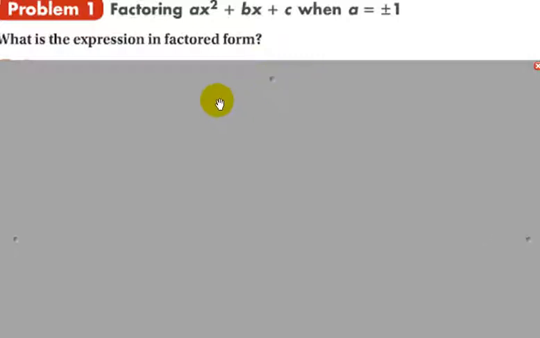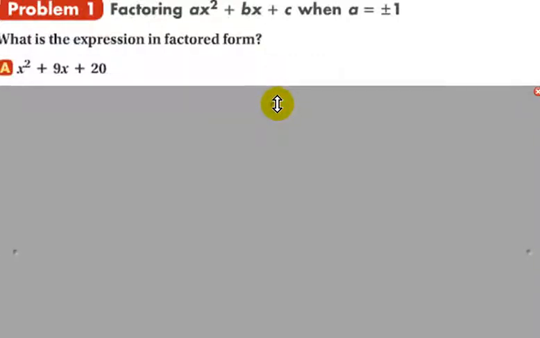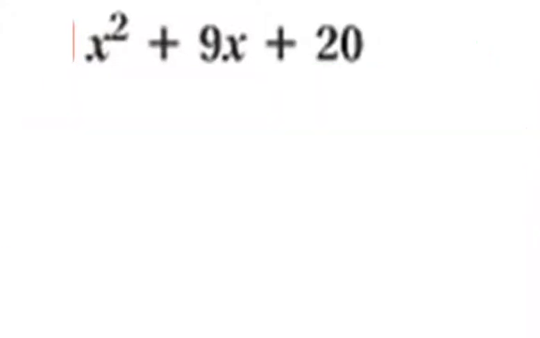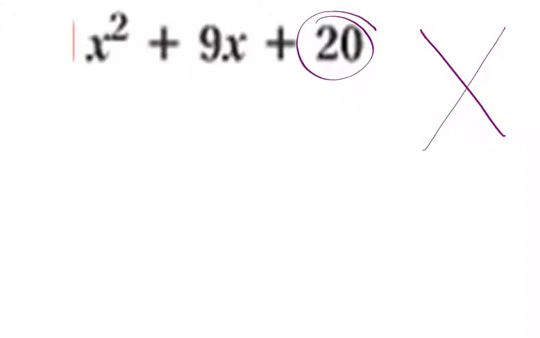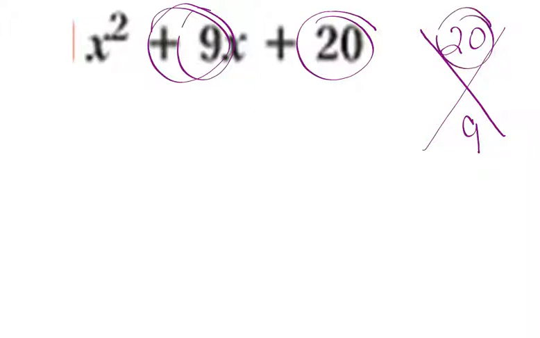Problem 1 is, what is the expression in factored form of x squared plus 9x plus 20? So when you see this, I'm going to use something called a magic x. And I'm going to look at this third term. I'm going to say, what two factors of 20 can I add up to be a positive 9? So your third term goes in the top, your middle term goes in the bottom.